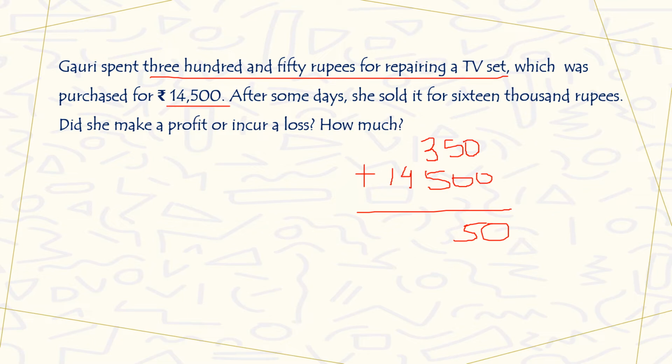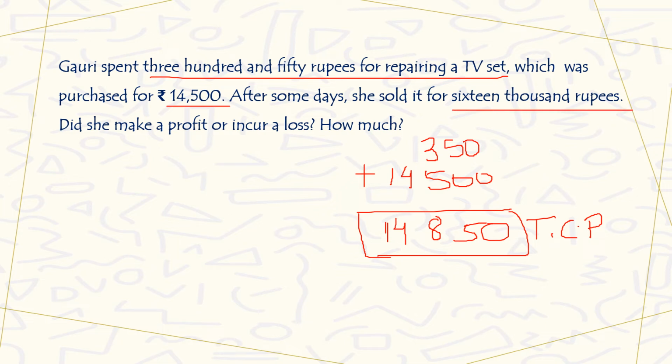We know that the total cost price of the object is the cost price and the expenditure that was spent on the object or the material. So it is 14,850. This was the total cost price. Okay, I'm just writing it in short. It is the total cost price. And she sold it after some days for 16,000 rupees. So she's selling this item for 16,000.